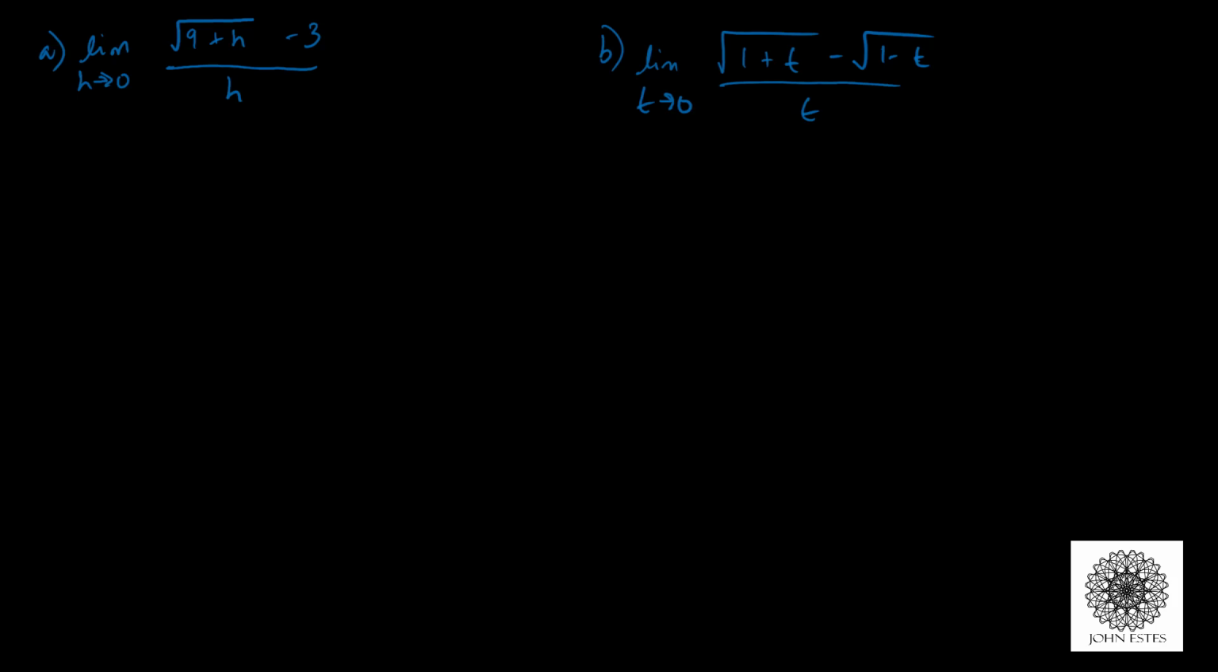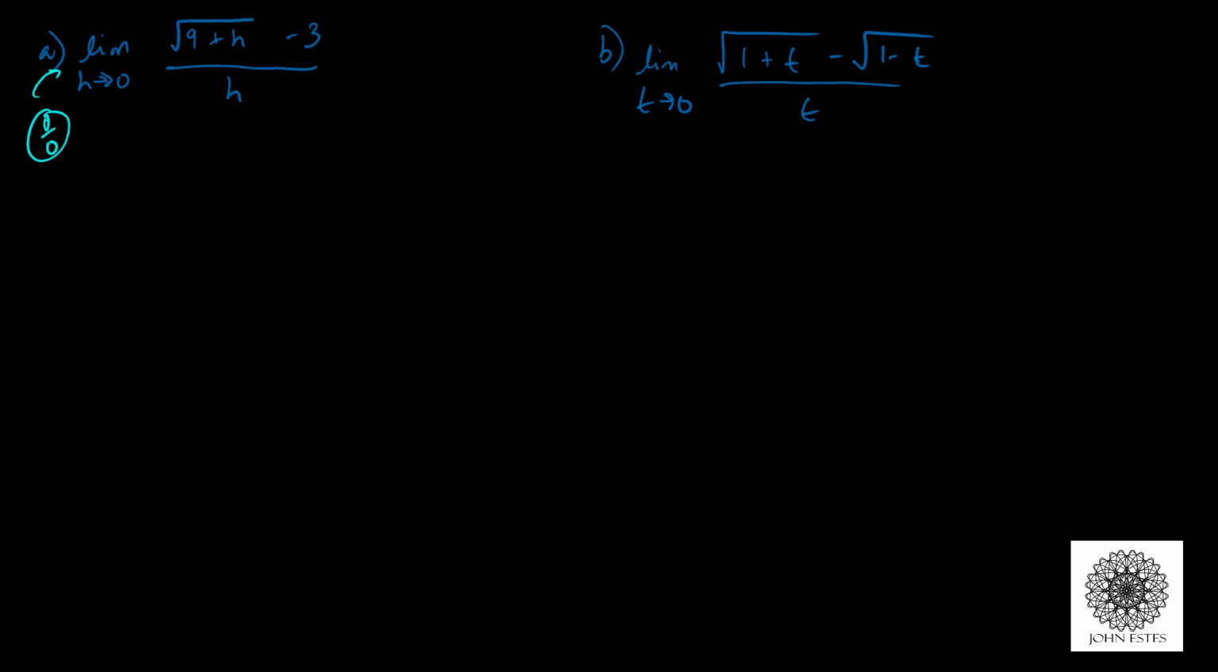Okay, so for this first one, we have the limit as h approaches 0 of the square root of 9 plus h minus 3 all over h. And you notice, first of all, we need to try, if I plug in h equals 0, you should end up with a little bit of a problem, not too bad. You end up with 0 over 0. If you get a 0 over 0 question, that usually means that algebra can help you somehow simplify this thing.